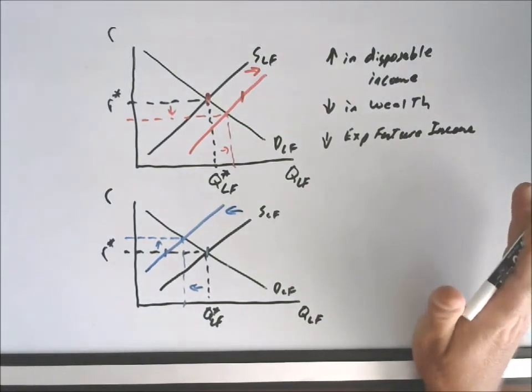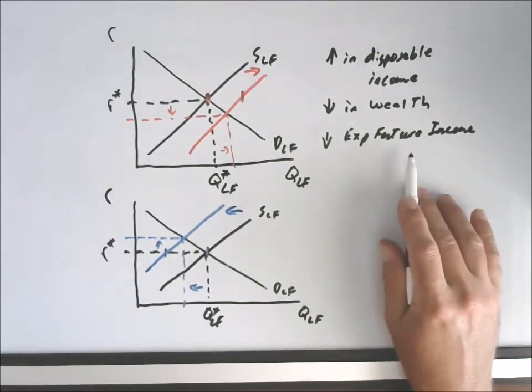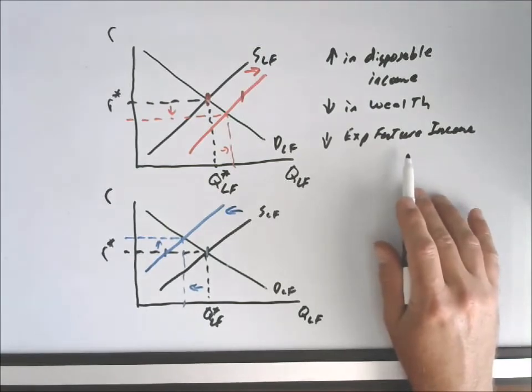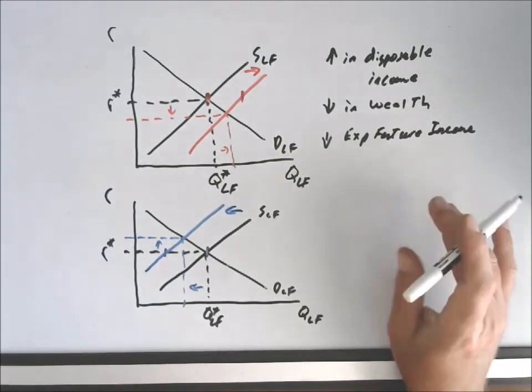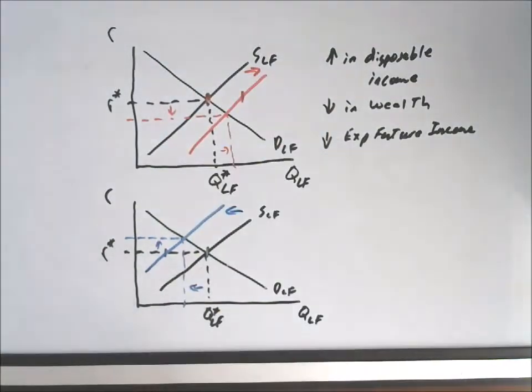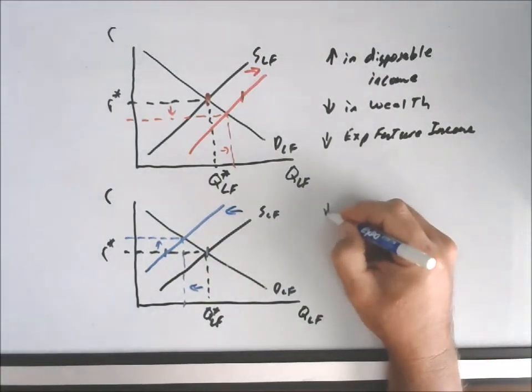That's the bottom line. I mean, if you think you're going to get laid off a month from now, you're probably going to bank every dollar that you get. You're probably going to try and save every dollar that you get. So if you expect your future income to fall, you're going to save more. That's going to increase the supply of loanable funds. And a decrease in the supply of loanable funds is exactly the opposite.